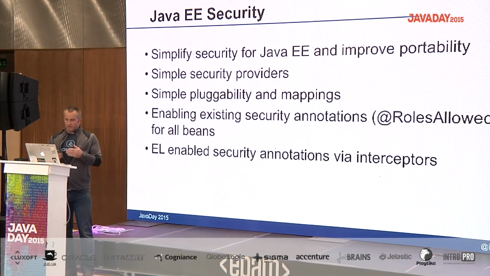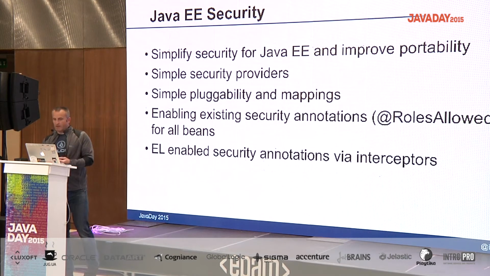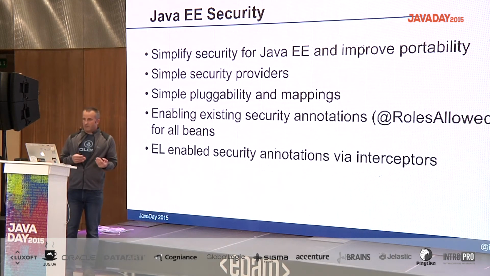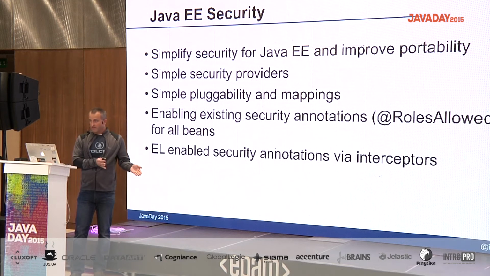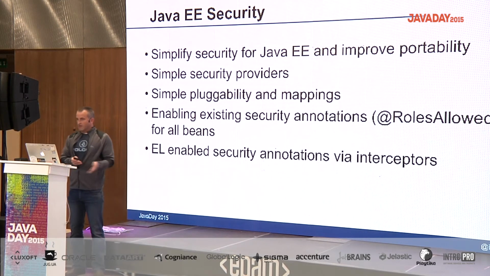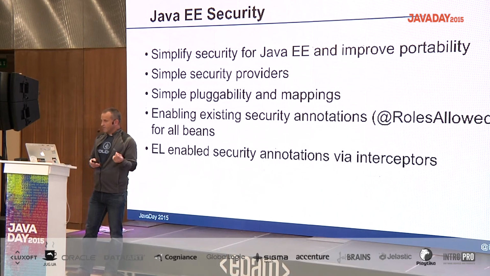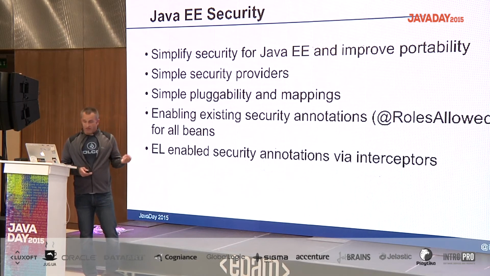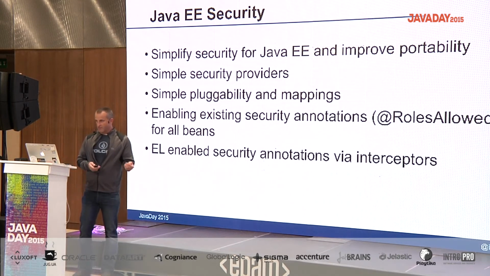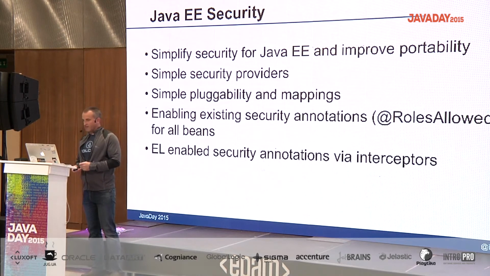To do this, we will try to provide a simple application-defined security providers approach to allow simple pluggability and mappings for custom security providers within the application. We also want to enable the existing EJB security annotations, such as @RolesAllowed, for all managed beans. So you should be able to use them via CDI, and you should also have expression language enabled security annotations and CDI interceptors. So you actually use some of the good stuff that came in Java EE 7 that enables us to build a proper security API.